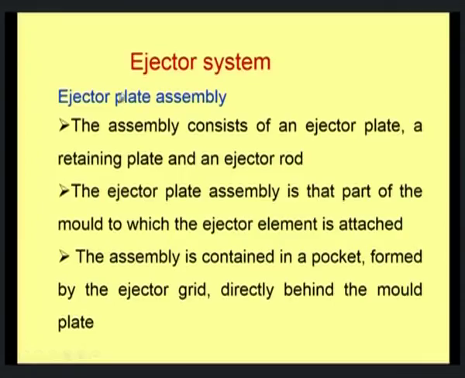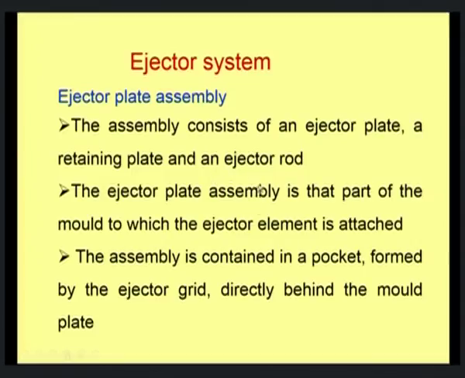Now, next the ejector plate assembly. The ejector plate assembly consists of an ejector plate, a retaining plate and an ejector rod. So, this ejector rod is going to finally eject the product out, and then this ejector plate moves first, followed by the ejector rod. The retaining plate will ensure that once the product is ejected out, the ejector plate assembly restores its original position.